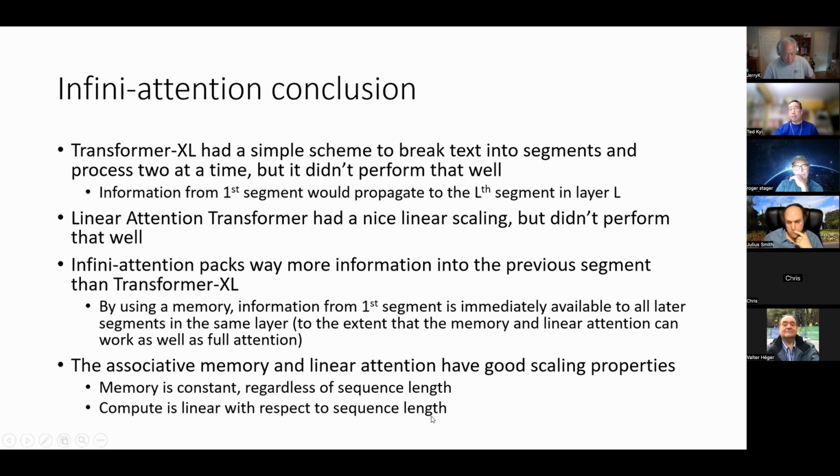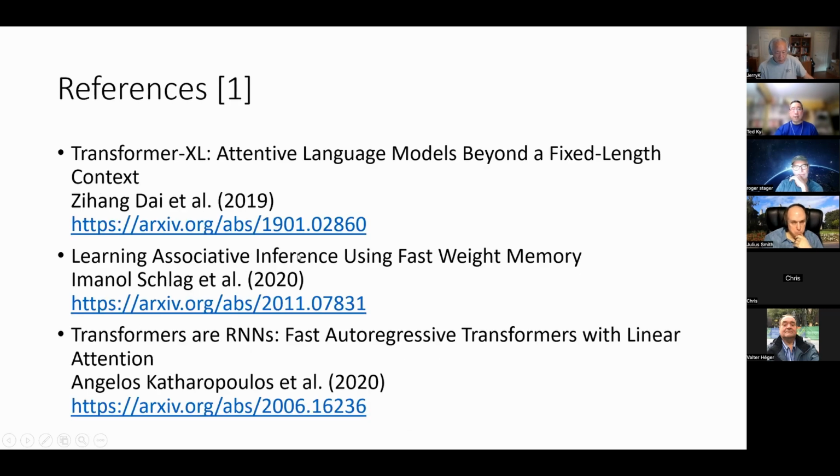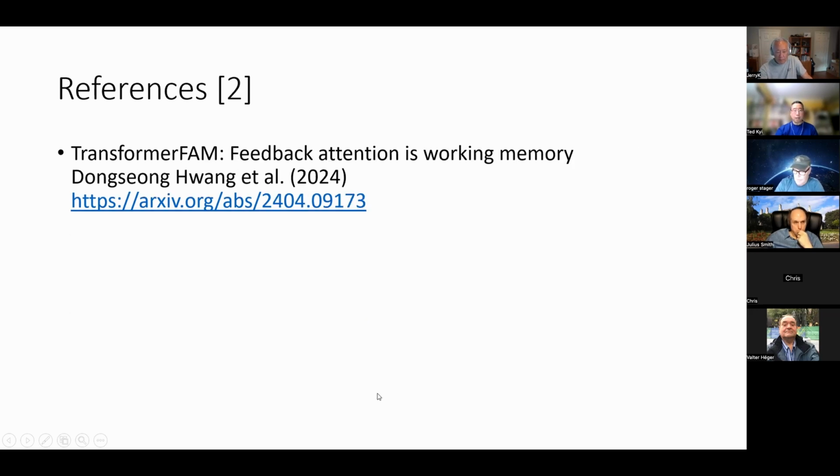So that's kind of the overview of this paper. I do have references to these other papers. So this is Transformer XL. Munkdalai was not the primary author, but he's one of the authors on this associative fast weight memory paper. And then this is the linear attention paper from 2020. I think that's it. And then there's this other reference, Transformer FAM, feedback attention, another interesting paper.